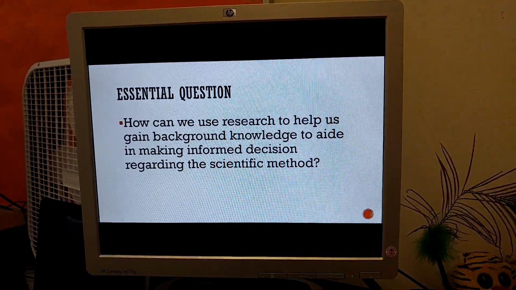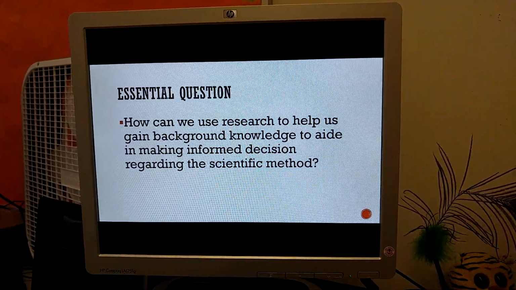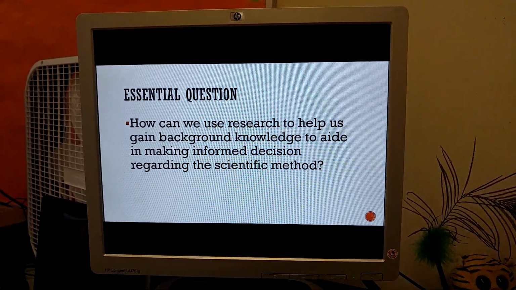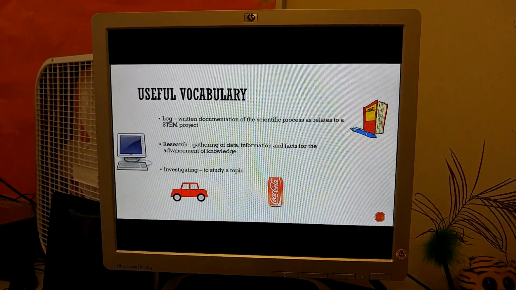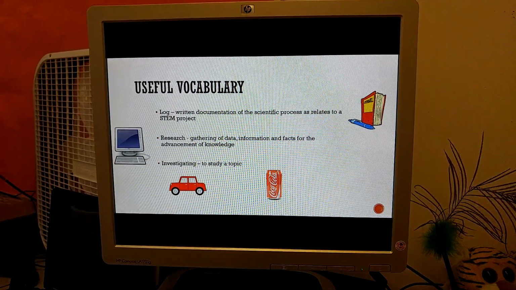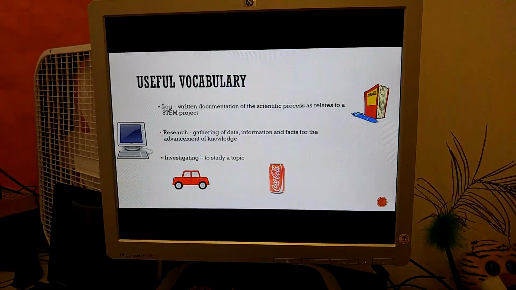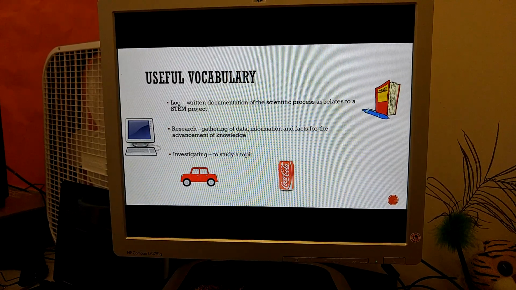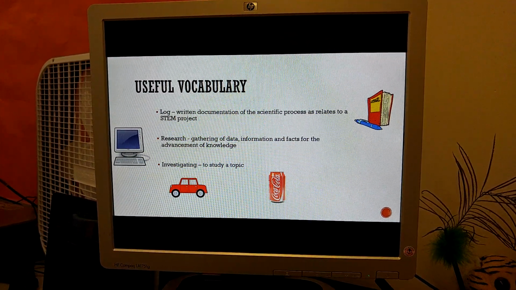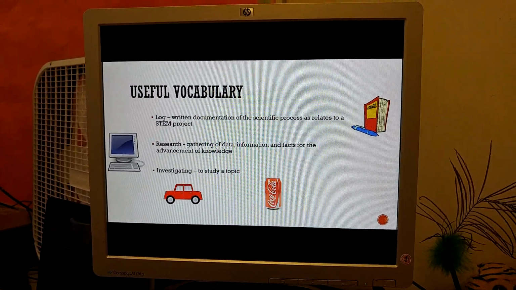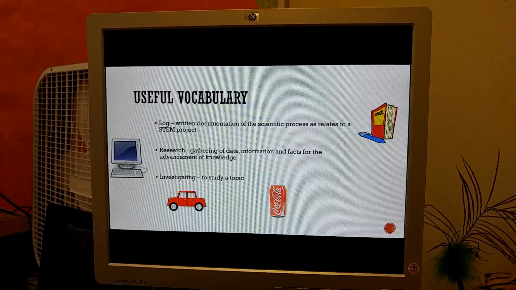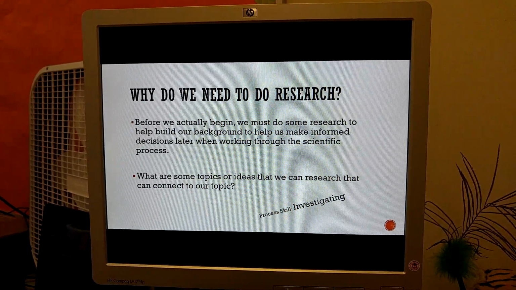Here's our central question. How can we use research to help us gain background knowledge to aid in making informed decisions regarding the scientific method? So here's our useful vocabulary. Today's words are log, written documentation of the scientific process as it relates to the STEM project; research, gathering of data, information, and facts that achieve knowledge; and investigating, which is to study a topic. And you see we have cars and Coke cans because our kids, the two classes, chose those two topics.